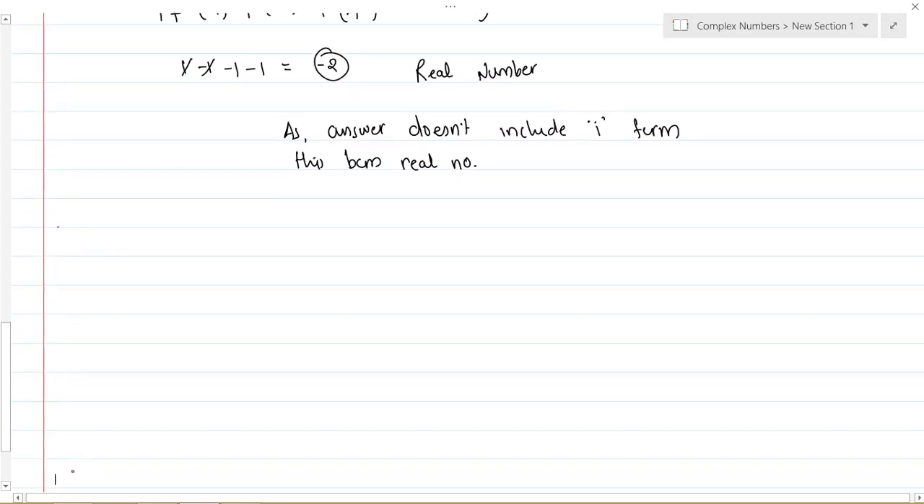Question number 14 says, evaluate i to the power 37 plus 1 by i to the power 67. Okay, i to the power 37 plus 1 by i to the power 67. So how will you evaluate this?